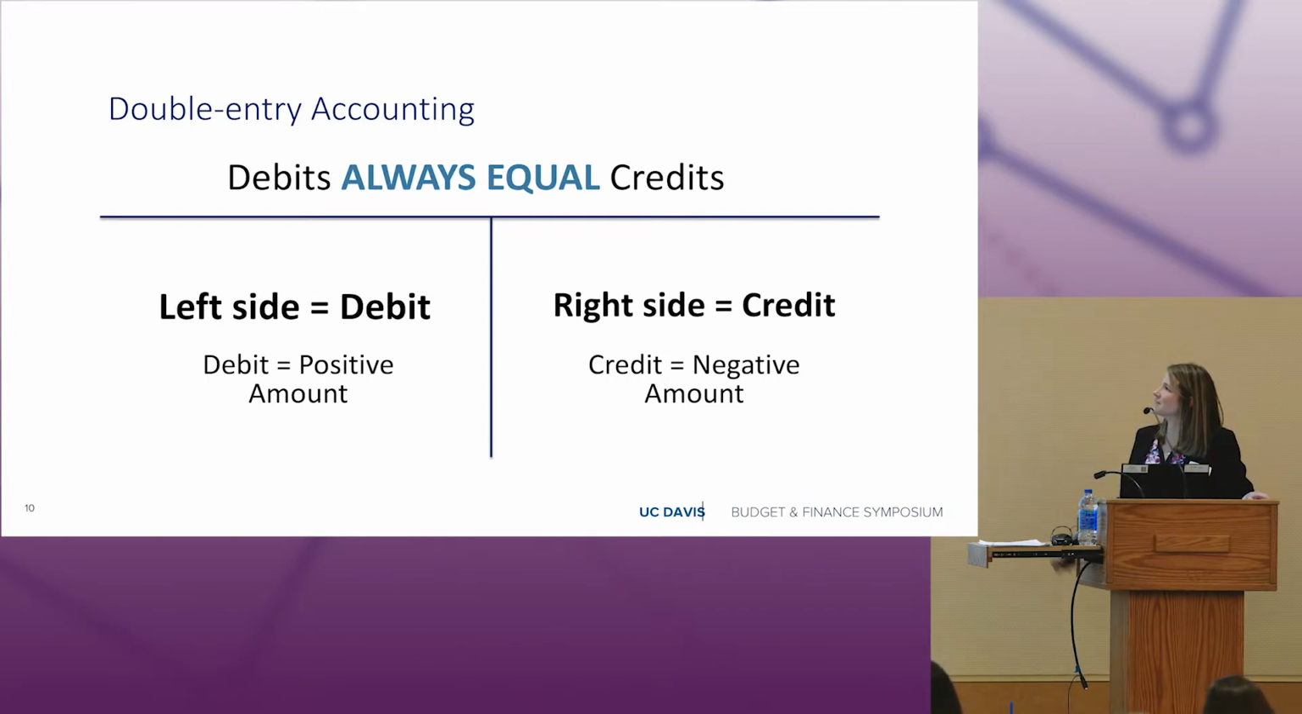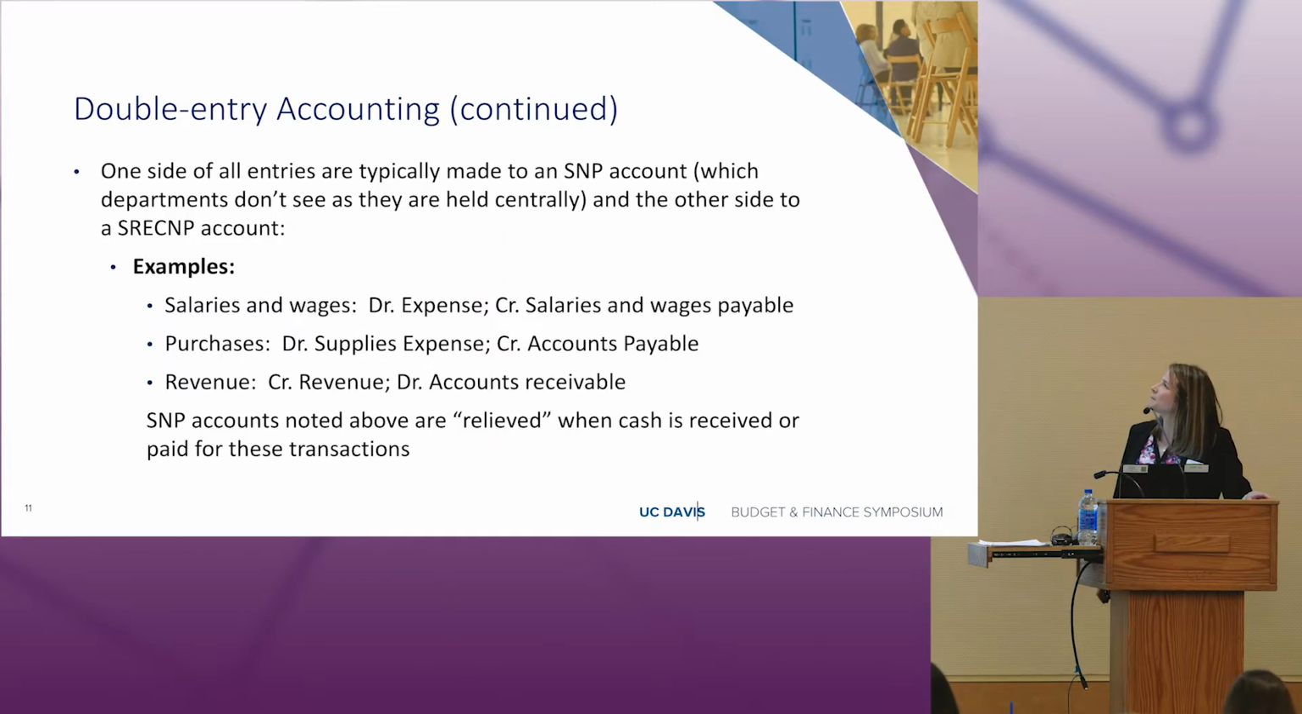So left sides are debits, right sides are credits. Debits are always positive and credits are always negative. It's pretty simple, but it gets a little bit more complex when you start getting into more complex transactions. So I think one of the things we wanted to point out today, again, most of the statement of net position accounts and the other side of all the entries, you may not ever see that double-sided entry, but just know they're out there. I think one of the key things we wanted to recognize, I'll go through my examples here.